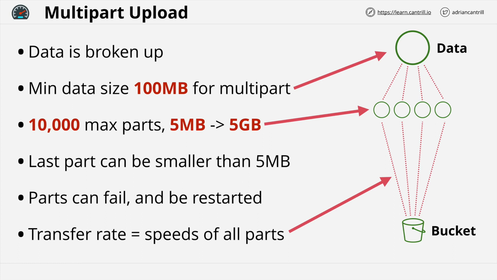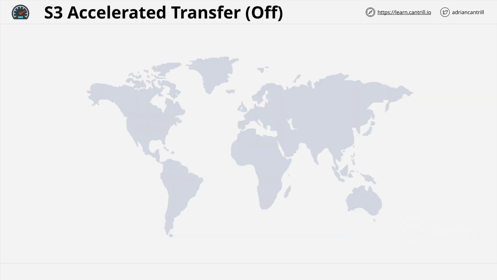It means that if you do have any single stream limitations on your ISP or any network inefficiencies, by uploading multiple different streams of data, you more effectively use the internet bandwidth between you and the S3 endpoint. Now next I want to talk about a feature of S3 called accelerated transfer.